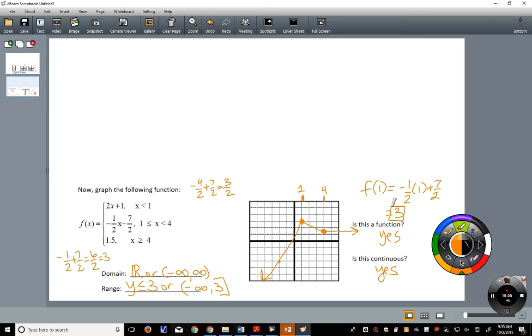Okay? So is it okay with everybody that you're not just going to go plugging crazy and plug them into everything that you see? You're going to check the domain restrictions first. Okay? Is that all right with everyone?